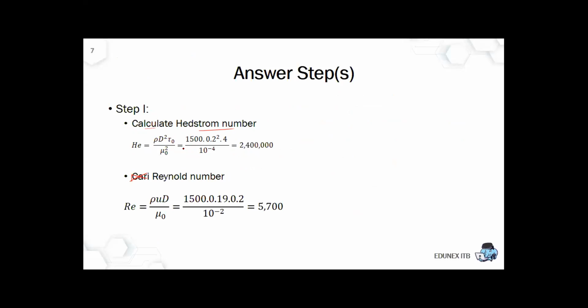Calculate the Hedstrom number here. The Hedstrom number is 2.5 million, and then calculate the Reynolds number. I hope you have some curiosity about why the Reynolds number is not the same as the previous one. The Reynolds number is like this because of the behavior: after the tau yield is overcome, it just becomes a Newtonian fluid again. That's the Bingham fluid in this case. And I get this Reynolds number, so it is almost laminar.